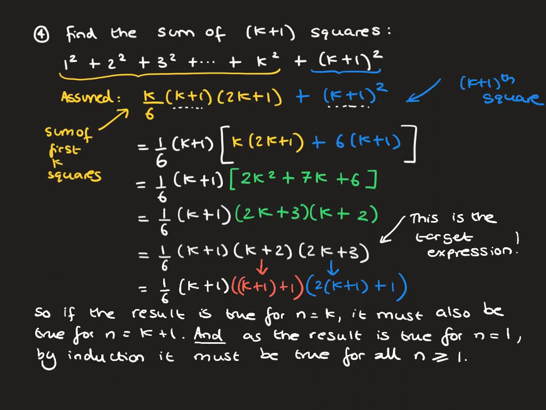So if the result is true for n equals k, it must also be true for n equals k plus 1. And as the result is true for n equals 1, by induction, it must be true for all n greater than or equal to 1. Absolutely crucial to follow the format of this wording I've used here. You must mention that you have done the proof by induction. You must reference the fact that the result is true for your starting case, i.e. for n equals 1, and draw these statements together to form your conclusion. Don't skip any of this out.